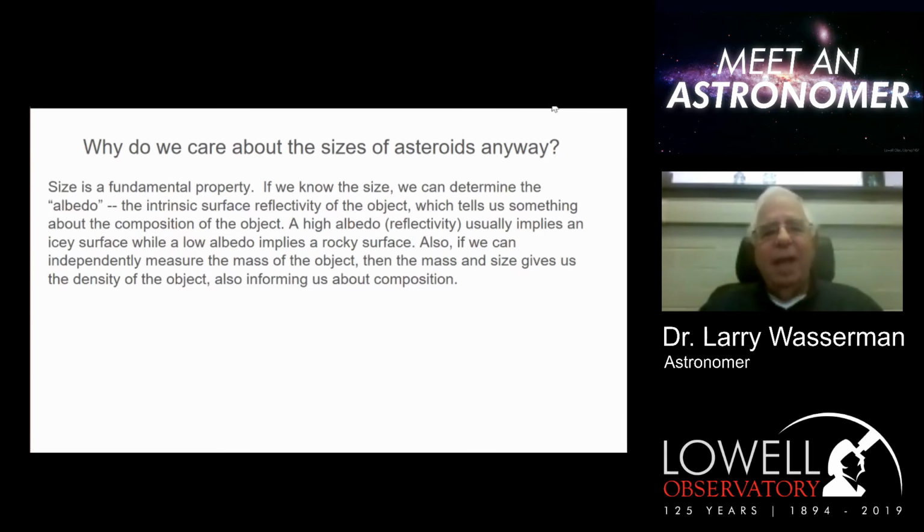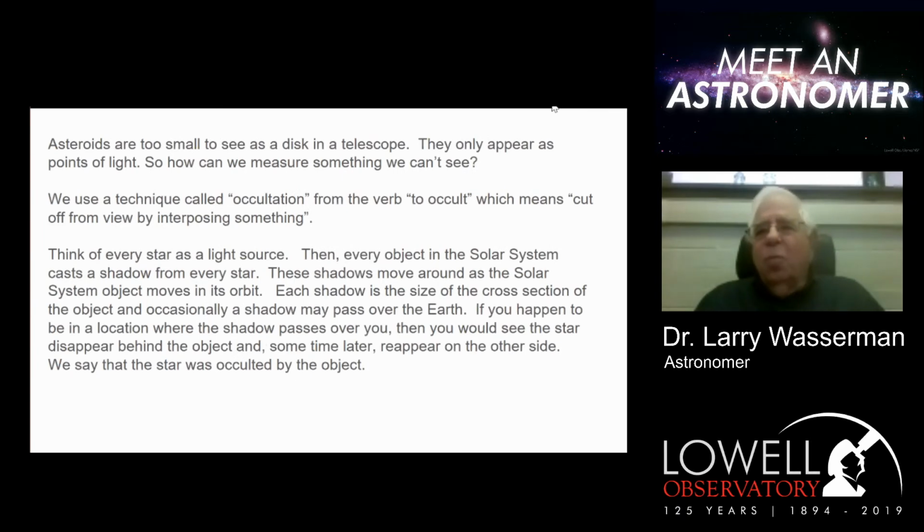And on top of that, if we can measure the mass of the object separately, then both the mass and size give us the density, which is an important quantity telling us about composition. Okay, so why don't we just go to a telescope, take a picture, and measure the size? Well, we can't do that because asteroids appear as points of light. They're too far away and too small.